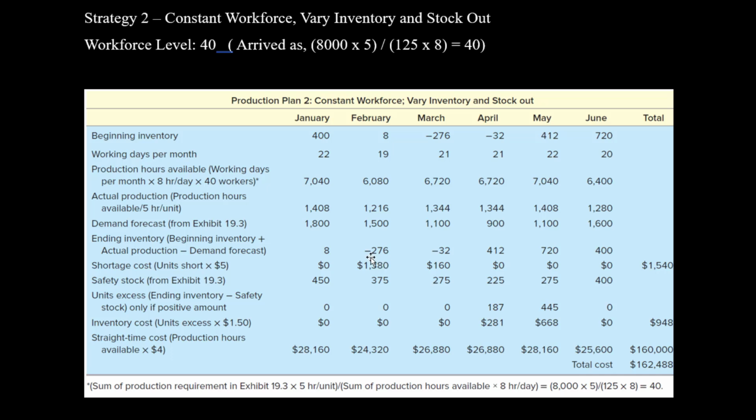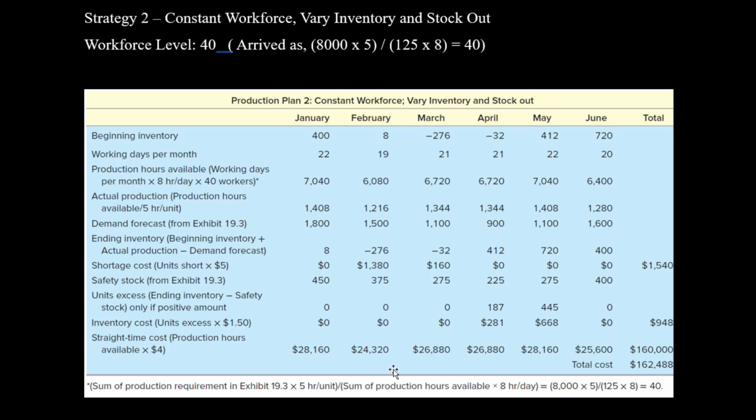So therefore we now need to consider the shortage cost, which is $5 per unit shortage. So 276 into $5 is 1380. Please understand, this is a cost which will always be positive even though we are having a shortage. Safety stock is 375. Right now we do not have any safety stock, and so this calculation for 19 into 8 into 40 into 4 will give us 24,320.